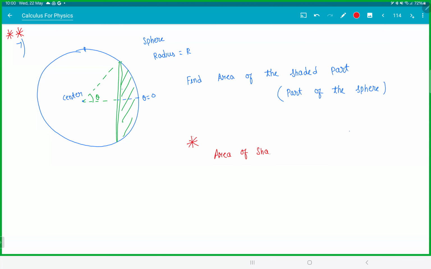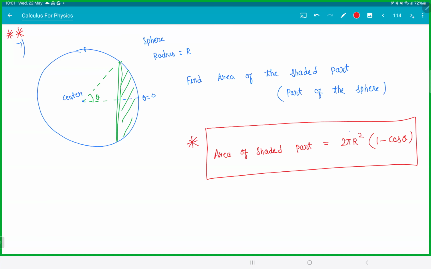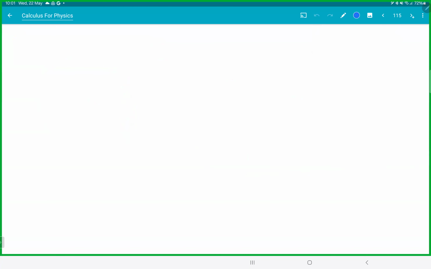So the area of the shaded part, you will encounter this in, I think, the 3rd or 4th chapter, is 2 pi r square (1 minus cos theta). This is your answer. Definitely remember this. Let's see how we got this. I will not take the full thing. I'll just take this part.